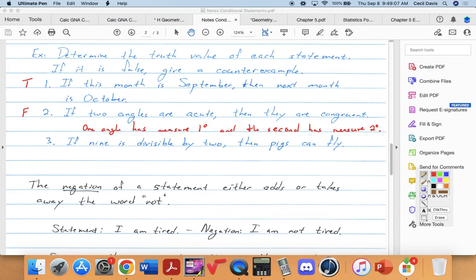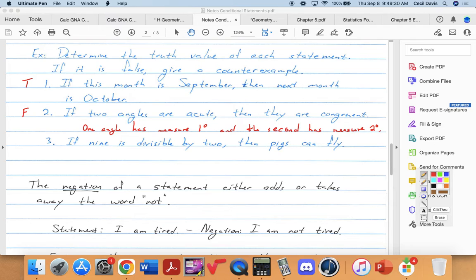When you're giving a counterexample, you need to give a specific case, not some, well, it could be, blah, blah, blah. No, give a specific case. Okay? Sometimes students go, well, they don't have to be congruent. Prove it to me. Okay?